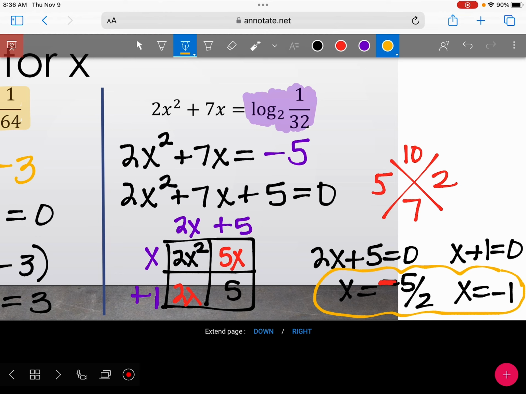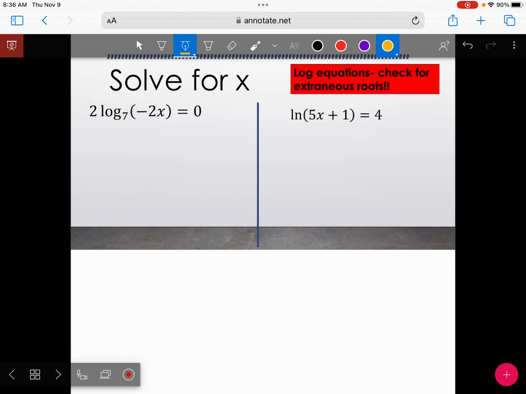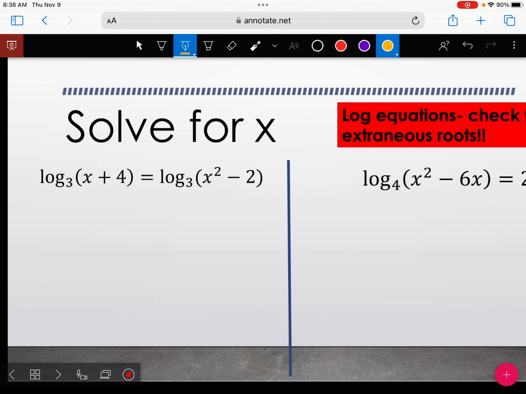I think we have 3 more questions today. I'm not sure, but let's look at our next 2. Let me see. Yeah, we have 3 more questions. So let's go ahead and do these 2. I'll give you a minute to copy them down. So now we're talking about extraneous roots. We have to check for an extraneous root. So I'll give you a minute to copy these 2 down, and then we'll work through them together.